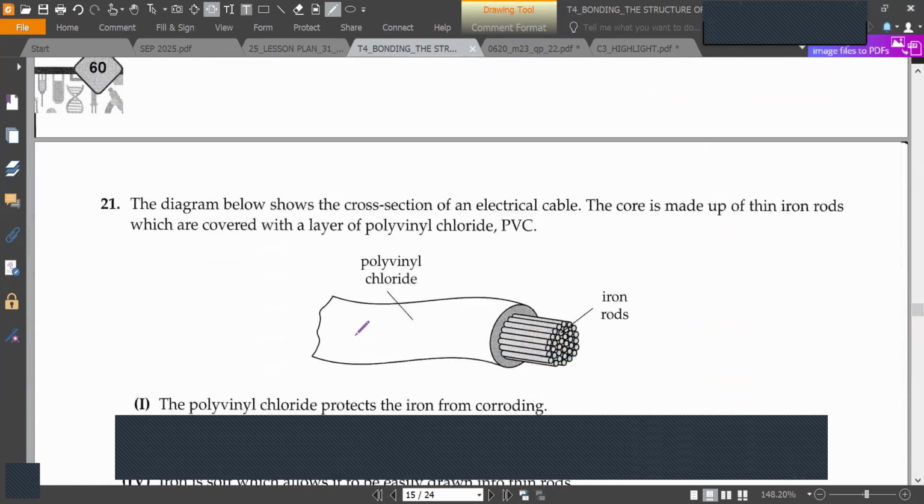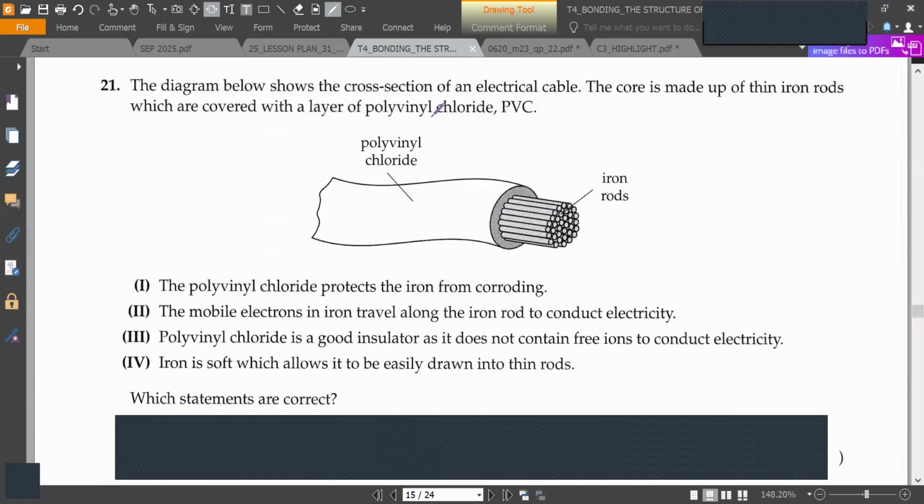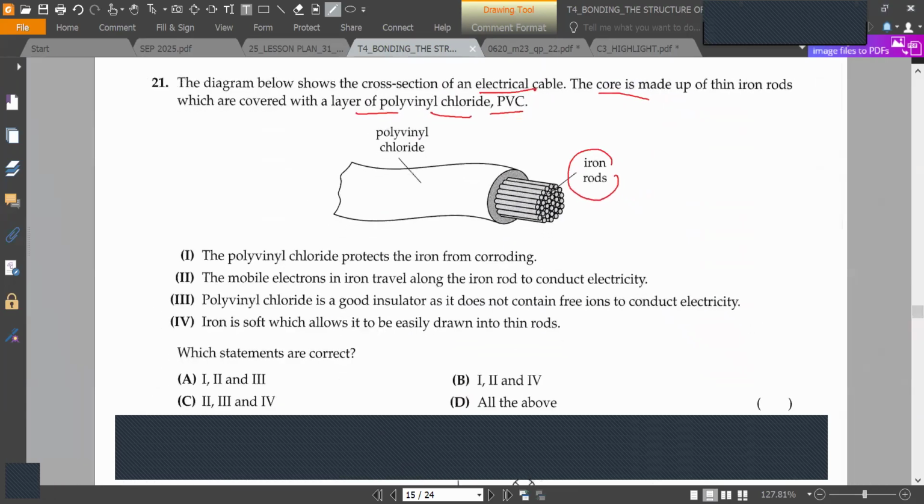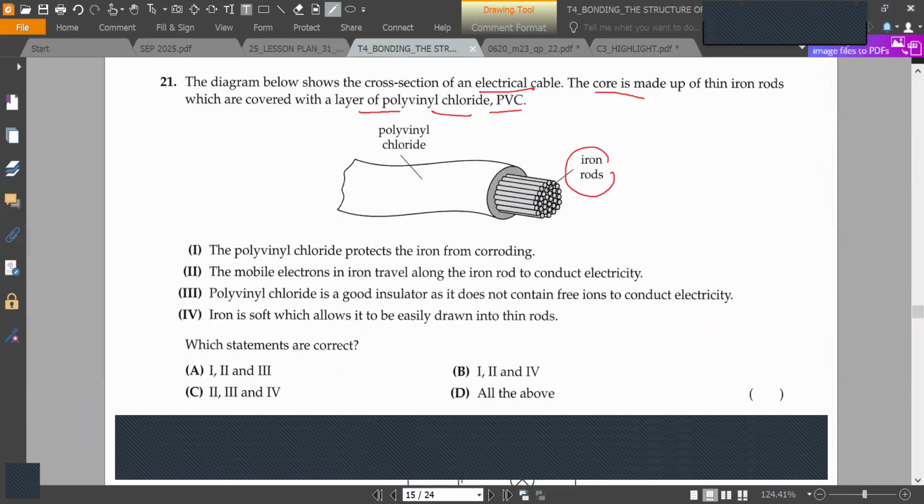Next. The cross section of an electrical cable. The core is made out of thin iron rods which are covered with a layer of PVC. Which statements are correct?